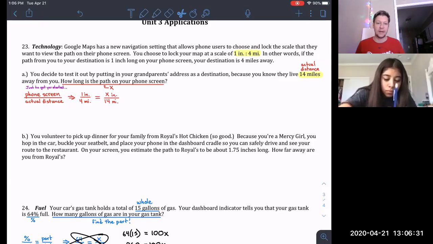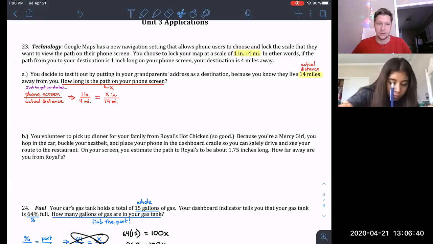All right, so basically we have two things going on at the same time here. We have how long the path to your destination looks on your phone screen, and we have the actual distance between you and your destination, right?